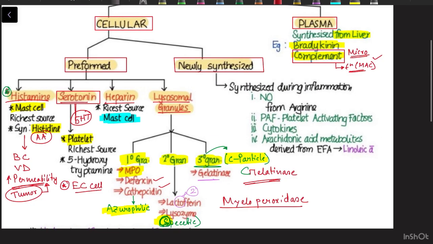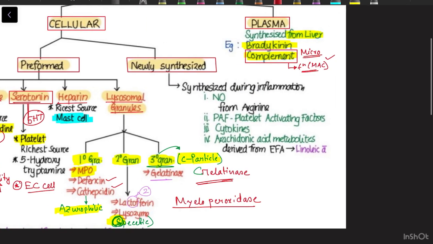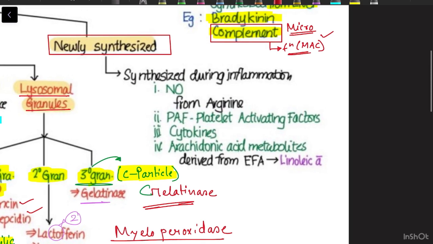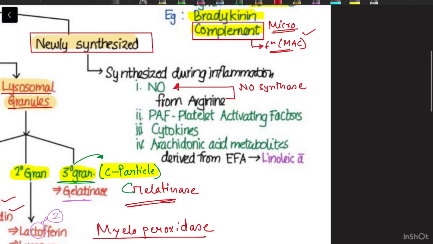And this finishes the preformed part, and in the newly synthesized part we have nitric oxide. This is synthesized from arginine, of course. You've already studied in biochemistry, from an enzyme called nitric oxide synthase. Then we have platelet activating factor or PAF. The functions of this PAF, if I mention, it's a very potent vasoconstrictor and it helps in platelet aggregation.